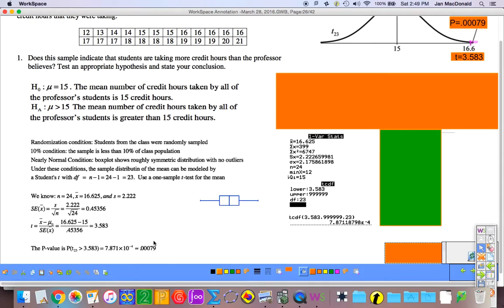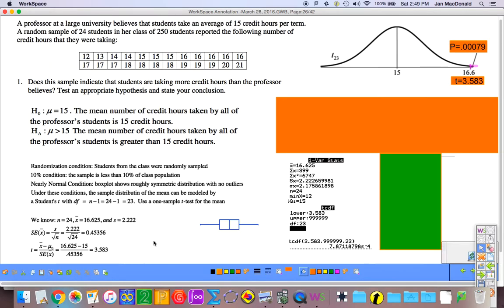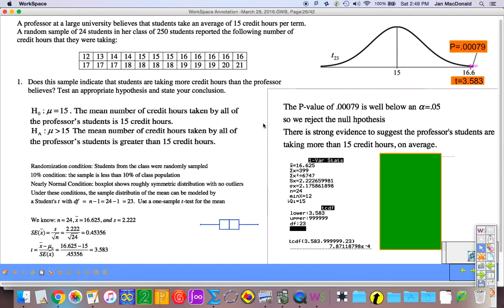So now we've done all the mechanics of our test. We've checked our conditions. We've written null and alternative hypotheses. The last step is to write a conclusion in context. Again, we have a very small p-value, and we need to talk about that. The p-value is 0.00079. That's well below an alpha level of 5%. So we reject the null hypothesis, and there is strong evidence to suggest the professor's students are taking more than 15 credit hours on average. This would be our conclusion.